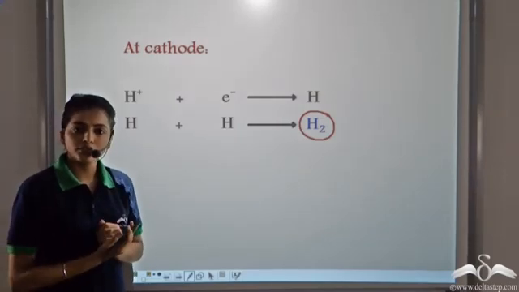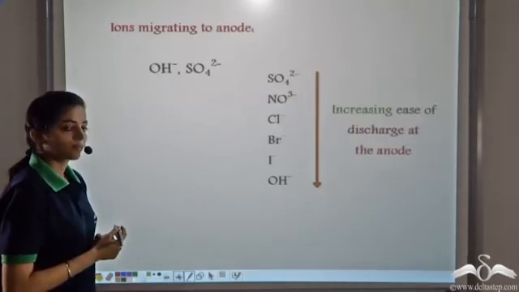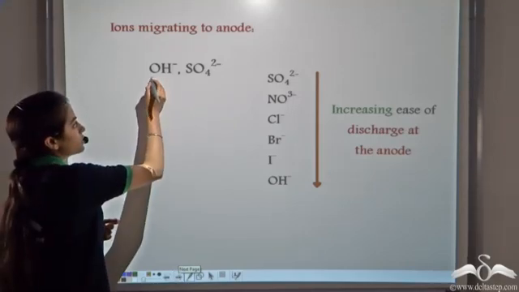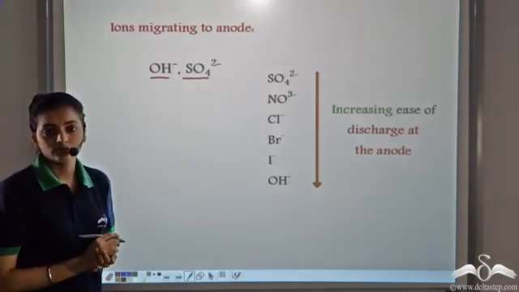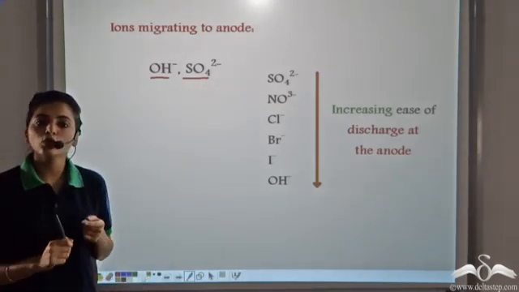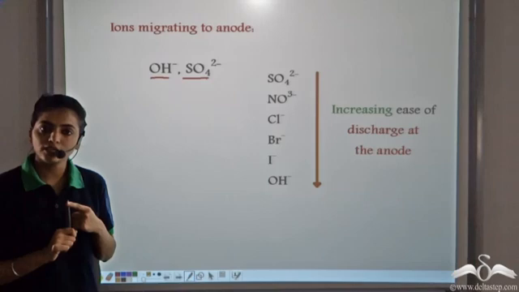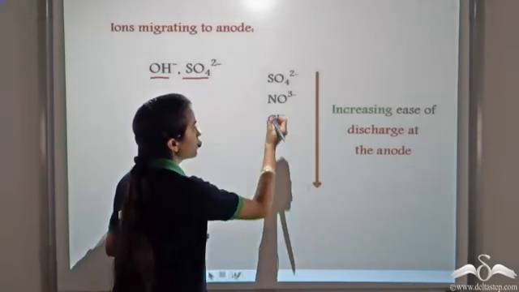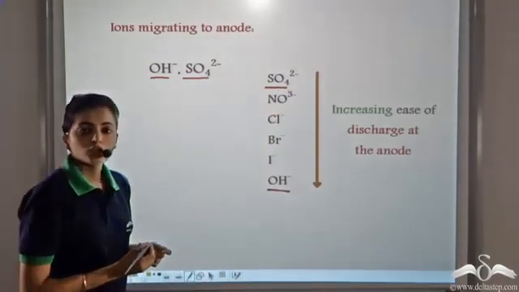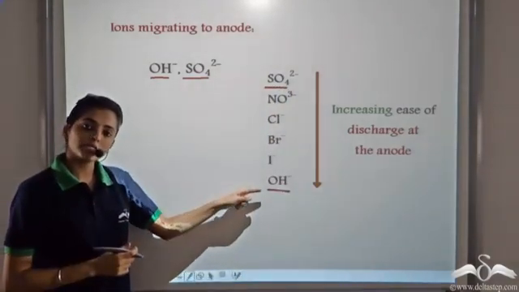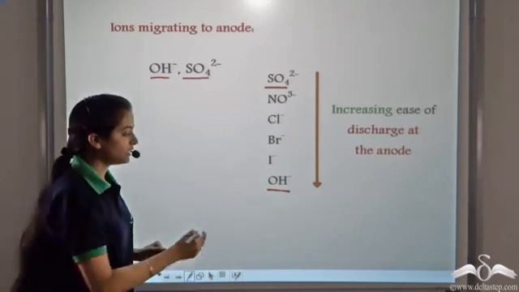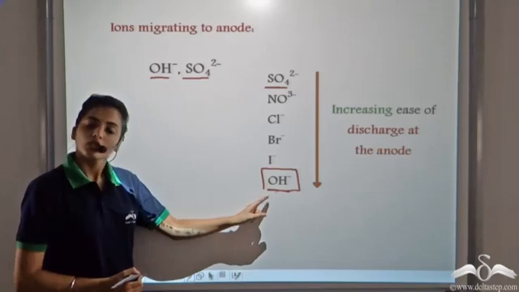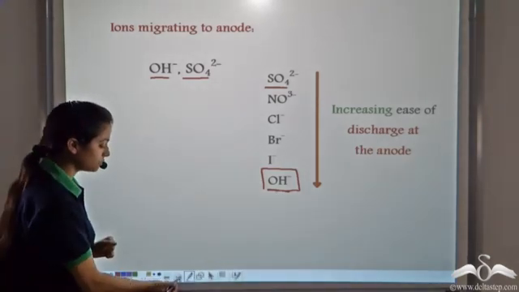Now let's look at what happens at anode. 2 anions are migrating towards the anode. There is hydroxide anion and sulfate ion. So now out of these two, we know only one anion can be discharged at the anode. So now we have OH minus and we have sulfate. So based on the relative position of these anions in the electrochemical series, we know that OH minus can be discharged at the anode.